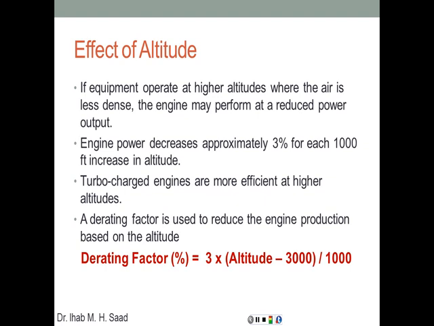If you are working at 4,000 feet, the altitude is 4,000 minus 3,000, that's 1,000, times 3, that's 3,000, divided by 1,000, so the derating factor is 3%. If you're working at 5,000 feet, 5,000 minus 3,000 is 2,000, times 3 is 6,000, divided by 1,000, so the derating factor is going to be 6%, and so on.